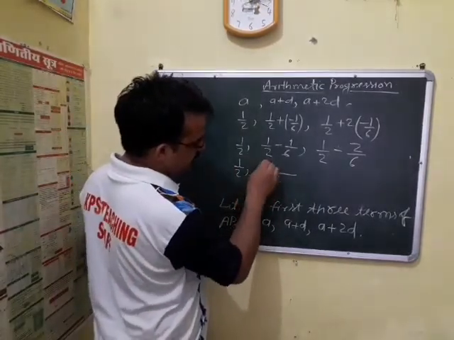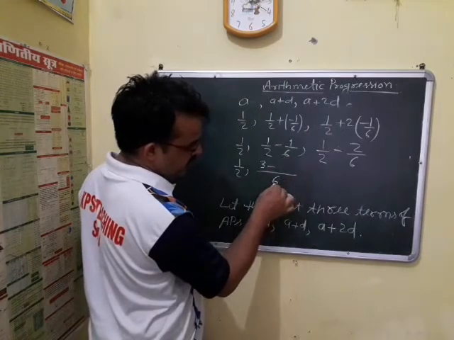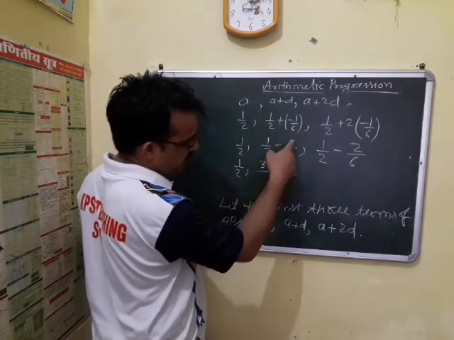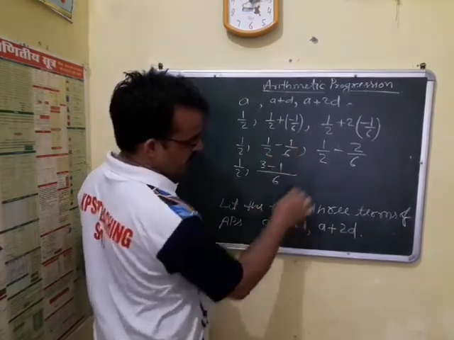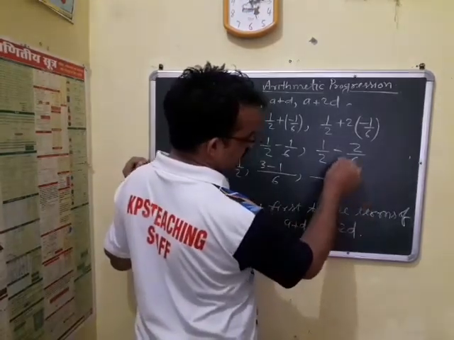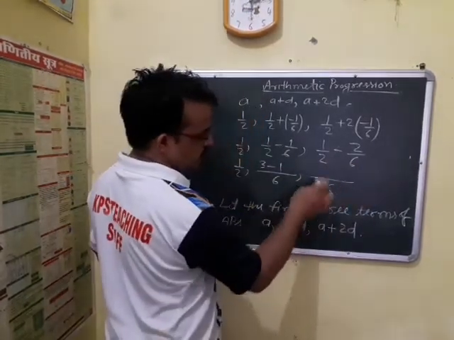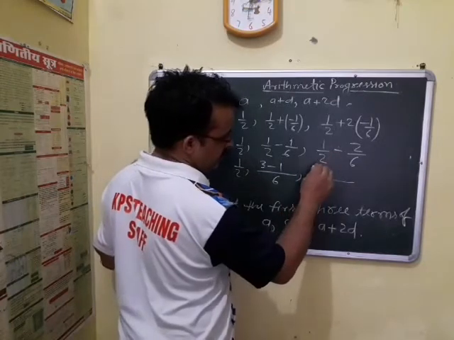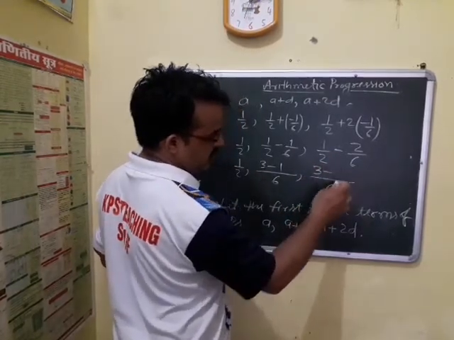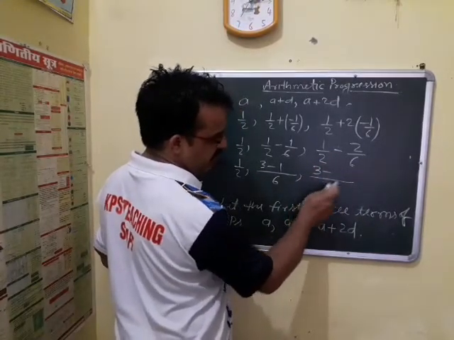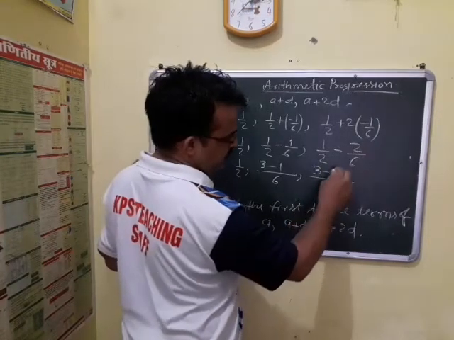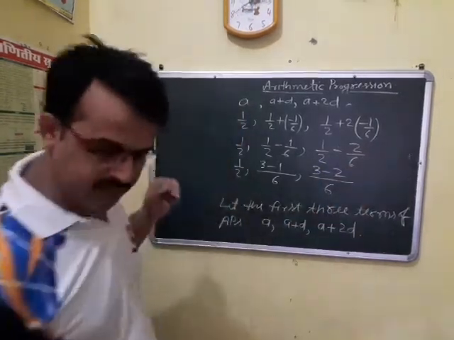3 into 1, 3. 6 divided by 6 we get 1. 1 is multiplied in numerator 1. Clear? And next here also LCM is 6. 2, 3 is 6 and 3 into 1, 3. 6 divided by 6 we get 1. 1 is multiplied in numerator 2. Clear? So what we get here?